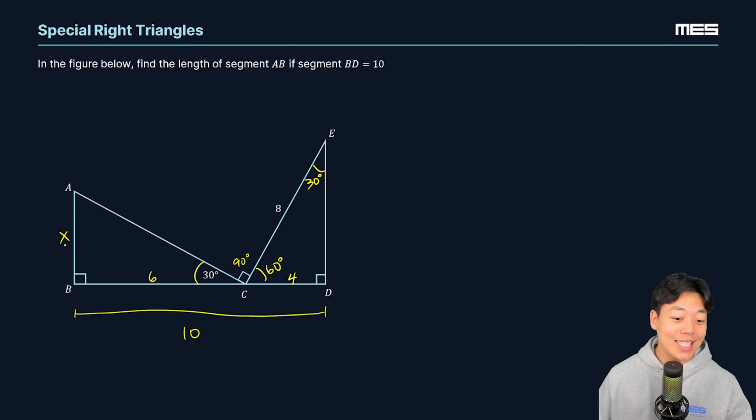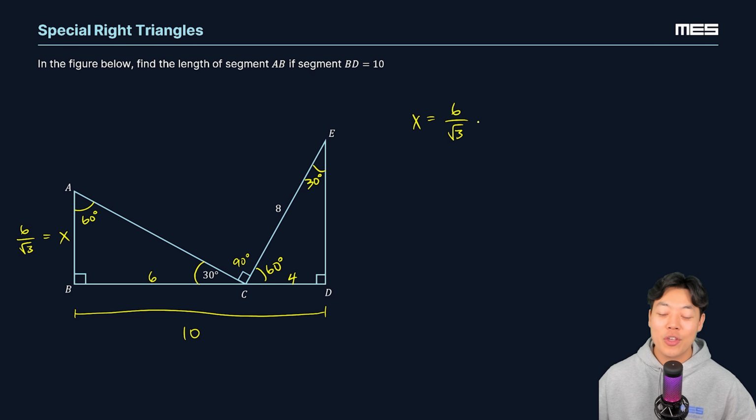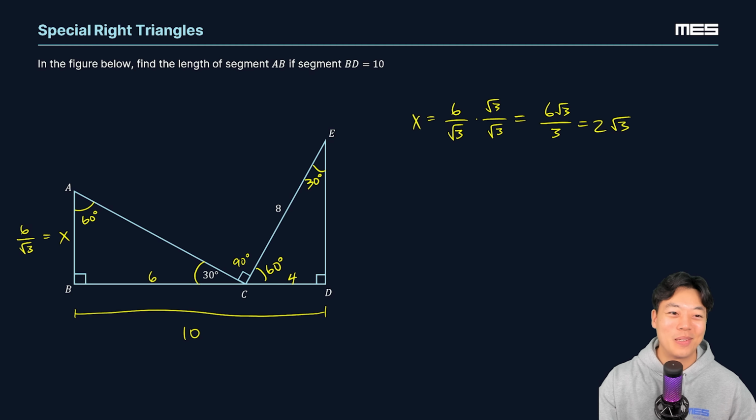And because x is the shorter side, this is our 60 degree angle. 6 is our longer leg. I'm going to divide 6 by radical 3 to get to x. And if you really want to rationalize the denominator here, you can multiply both top and bottom by a radical 3. You get 6 radical 3 over 3, which is 2 radical 3. Just like that. Beautiful problem.